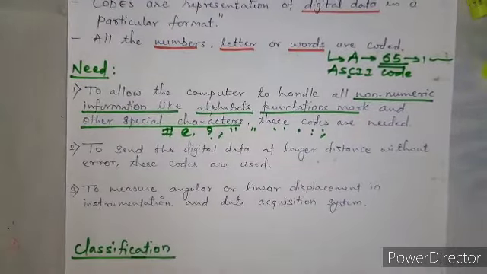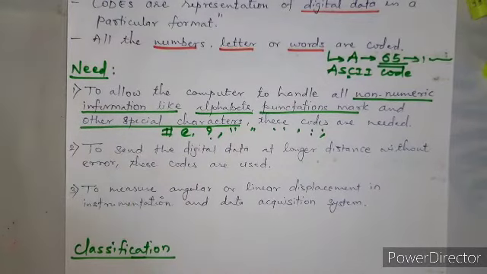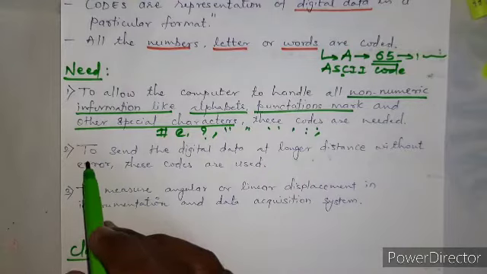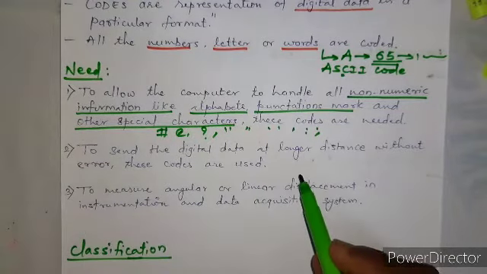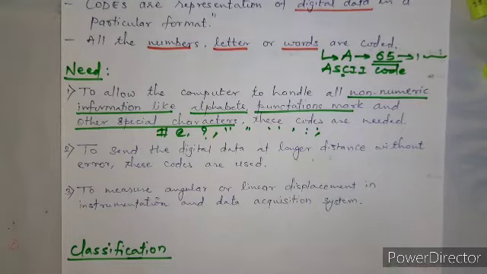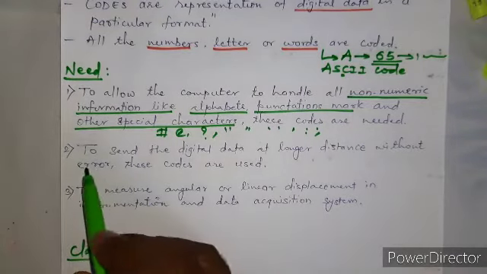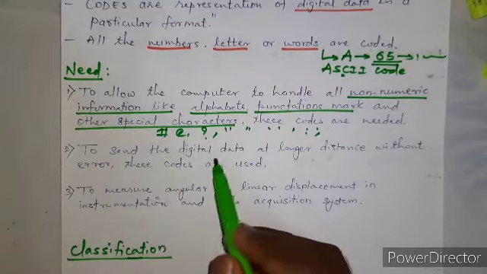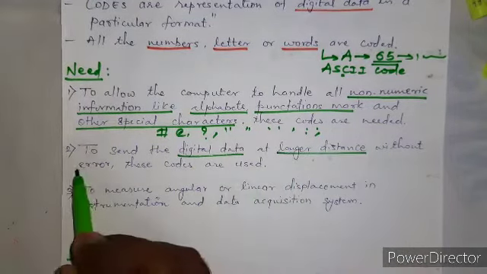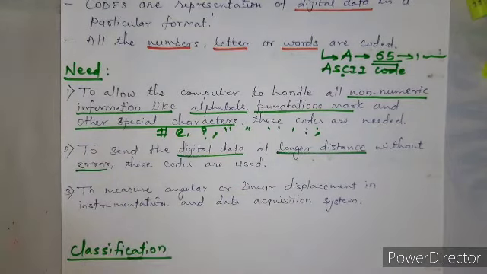Another reason is data transmission. Now electronics students, this point is very important for you, because what electronics and communication is, is simply transmitting and receiving the data, right? So that is what, to send the data, that is digital data, over longer distances without error, very important.